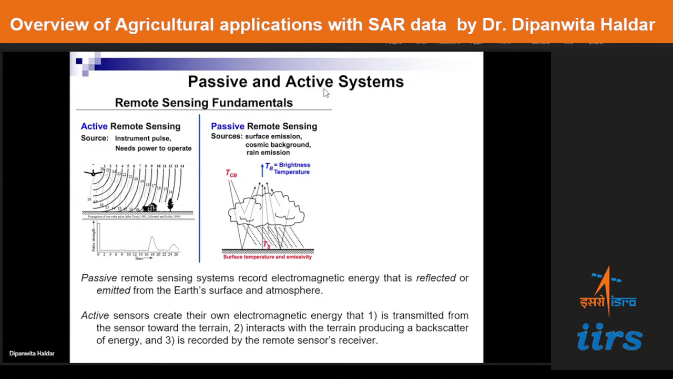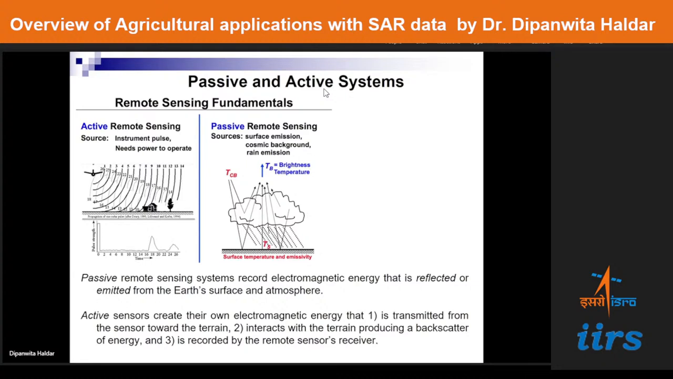Now coming to the passive and active systems. Most of the optical remote sensing and thermal remote sensing, whatever you have studied until yesterday's class, are mostly passive systems. They use the sun's energy. But in the active system, the instrument pulse needs its own power to operate. It is not always dependent on the sun's energy.